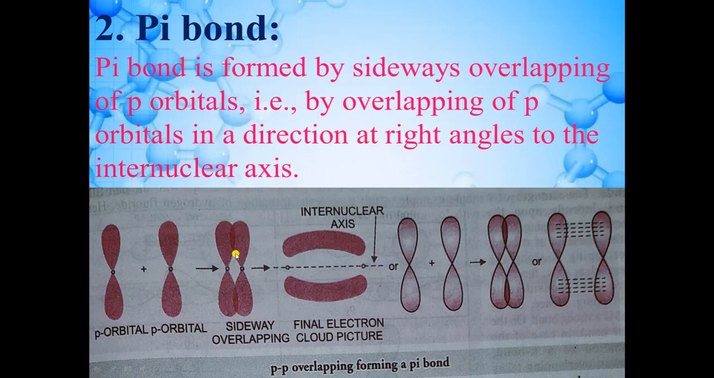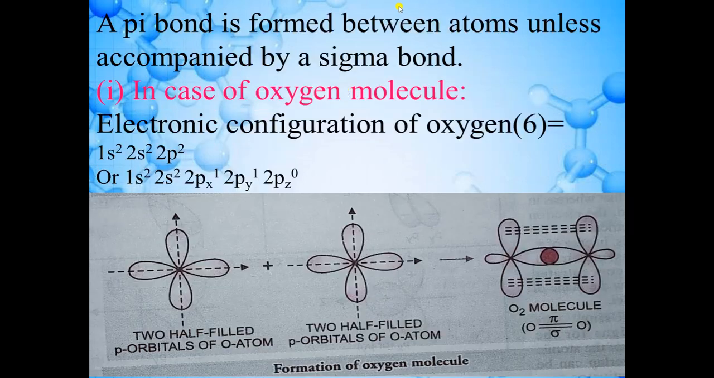When p orbitals overlap with other p orbitals, the overlapping looks like this. So this is the final electron cloud picture. The electron cloud will be above the internuclear axis and below the internuclear axis. This is the internuclear axis, about which the overlapping is taking place. So this is a pi bond. Now a pi bond is not formed between atoms unless accompanied by a sigma bond.